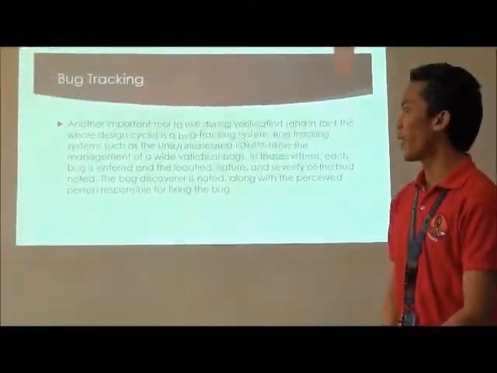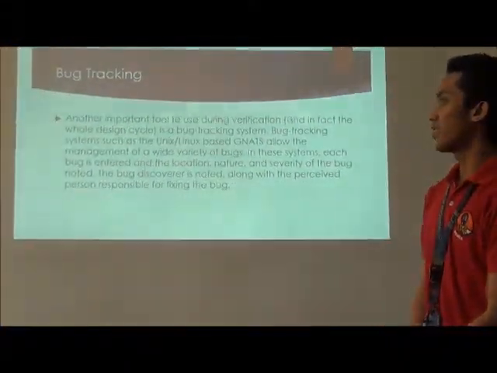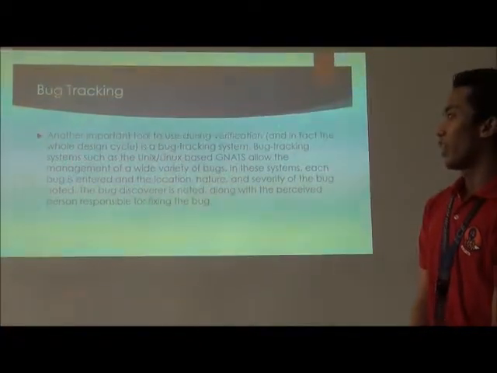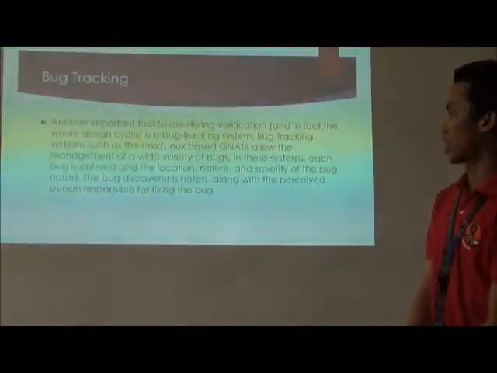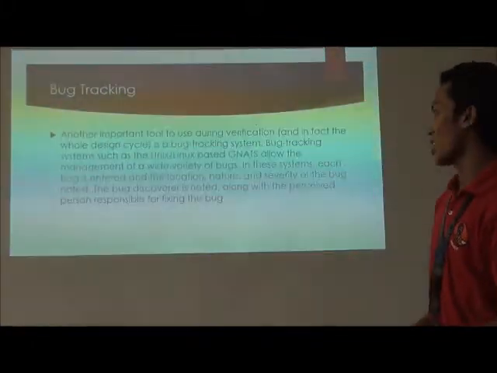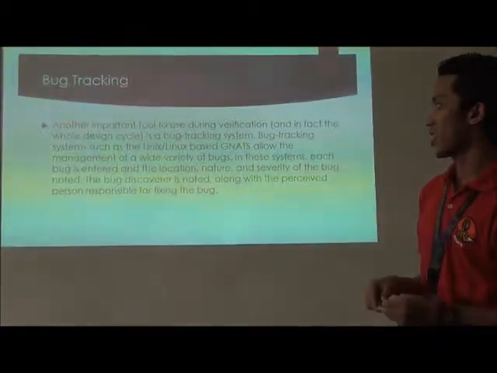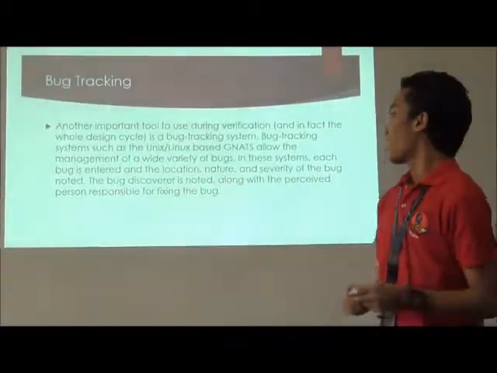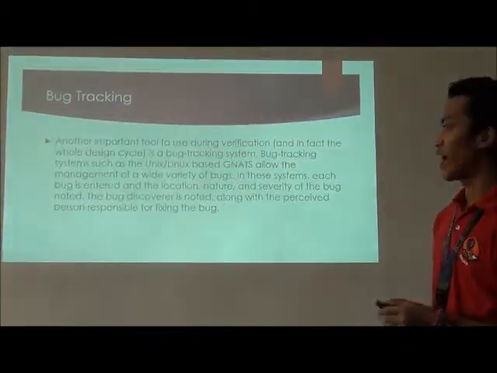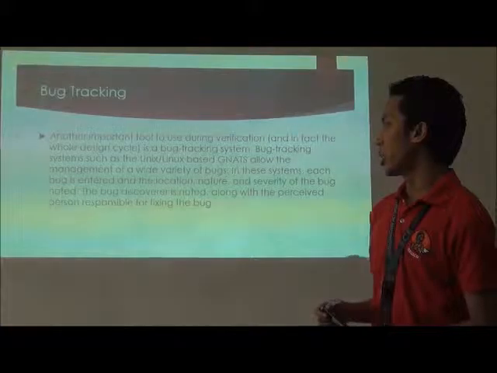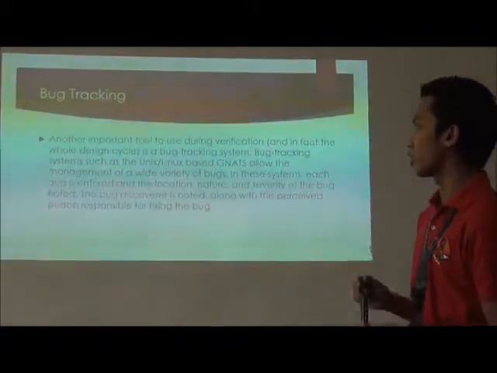Next, we have the bug tracking. It is the same as the one in debugging. It is another important tool to use during verification, and in fact, the whole design cycle. It is a bug tracking system. A bug tracking system such as the Unix or Linux-based GNATS allows the management of a wide variety of bugs. In these systems, each bug is entered and the location and nature of the bug are noted.